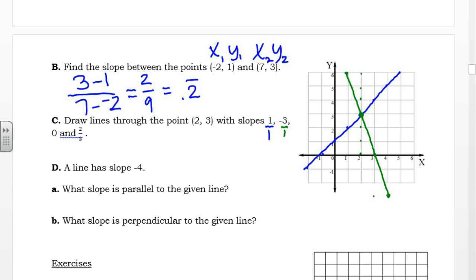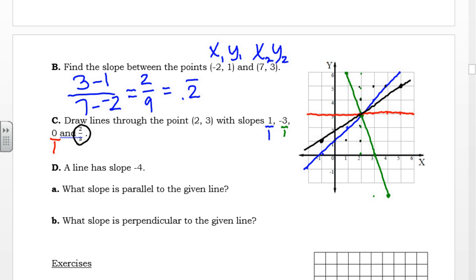A slope of 0, remember, is a horizontal line. I can add the over 1 if I want to, but up 0 over 1. This is the horizontal line. And then the last one here in black, 2/3, starting at that same point, rise 2, run 3. I'm going to go backwards, 2, 3. And so here is that last one.